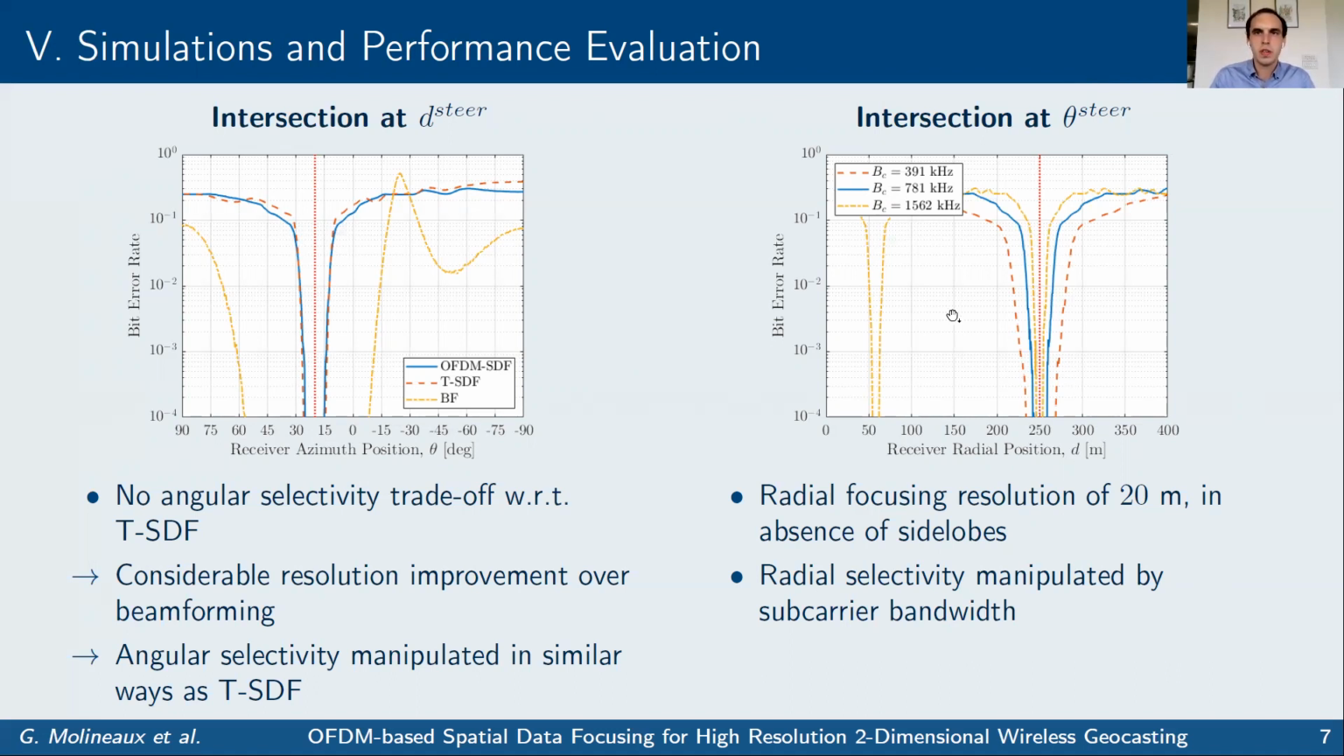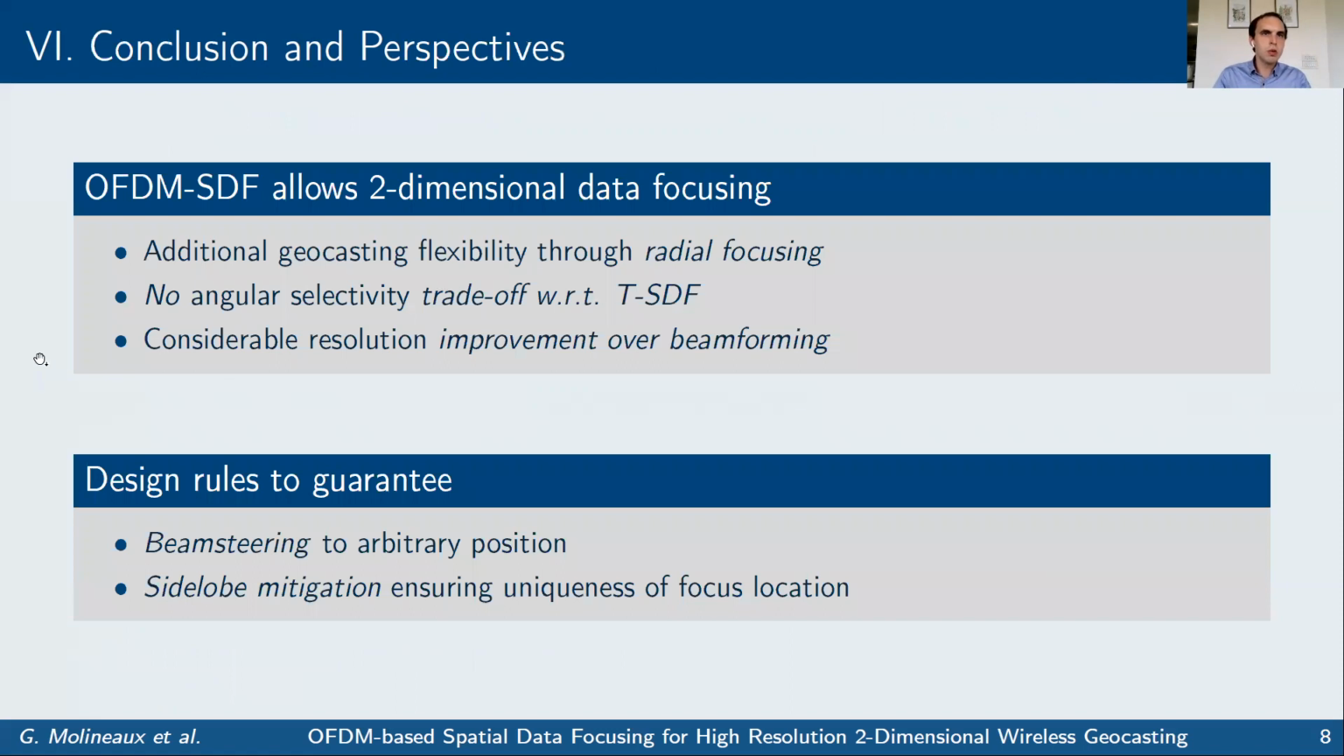Secondly, we can look at an intersection of our bit error rate pattern at the steering angle, and we see that the radial accuracy of focusing is dependent on the subcarrier bandwidth, as we said, and that when we satisfy the conditions that avoid radial side lobes, we can achieve a radial focusing resolution of approximately 20 meters. In conclusion, by using OFDM-based spatial data focusing, two-dimensional data focusing is possible.